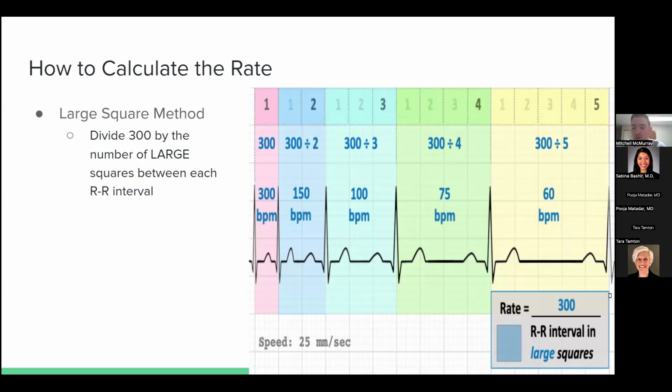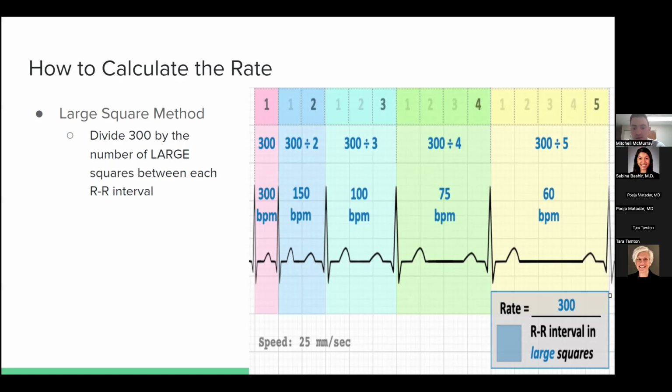Another important thing to know is how to calculate the rate on an EKG machine. Again, you can just look at the computer readout at the top of the EKG, but it's frequently not correct because, for example, a lot of people have atrial fibrillation and the computer is counting everything to be regular, but it's not. So counting your own rate on your EKG can be helpful.